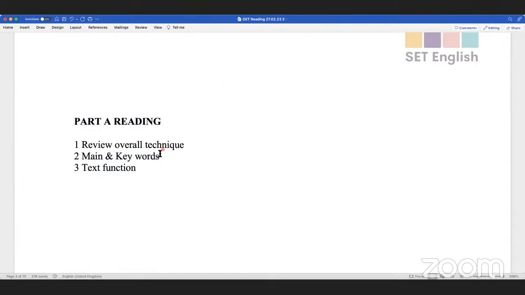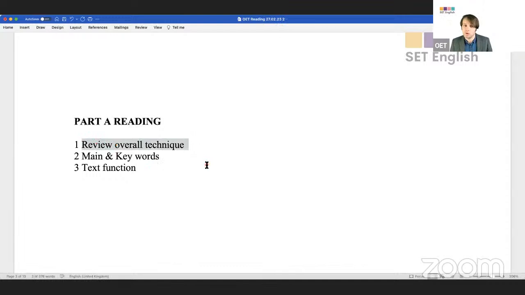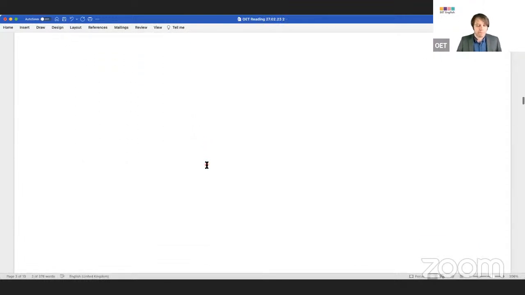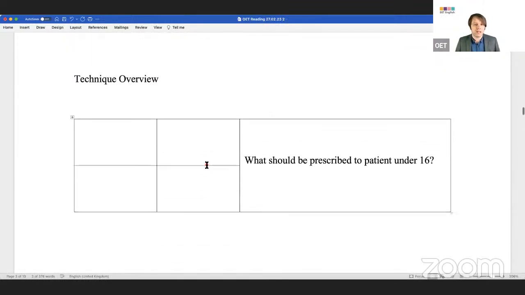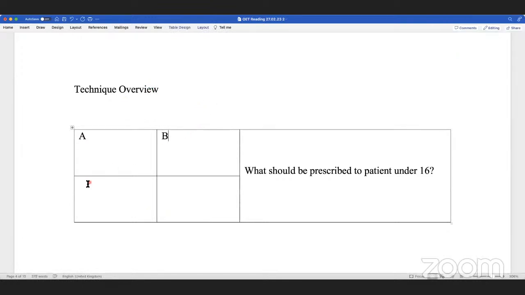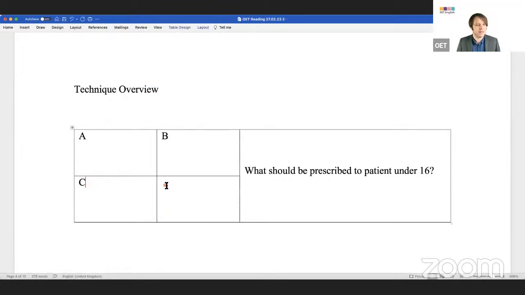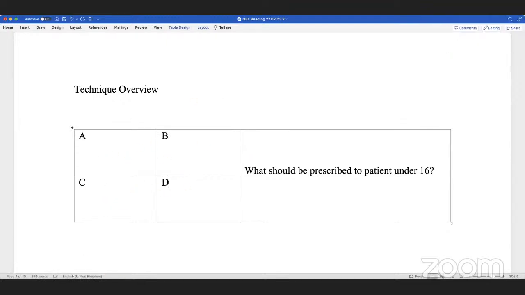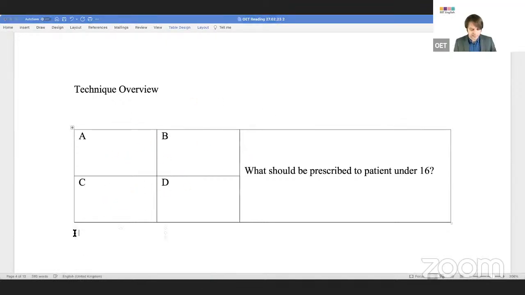Hello, Wendy. So Wendy, we're going to review the overall technique. I'll help you. Don't worry. Okay. So, guys, what do we see here? Wendy, what is this? What does this mean? A, B, C, D. Can anyone help her? These are the texts, right? These are the texts in the exam.